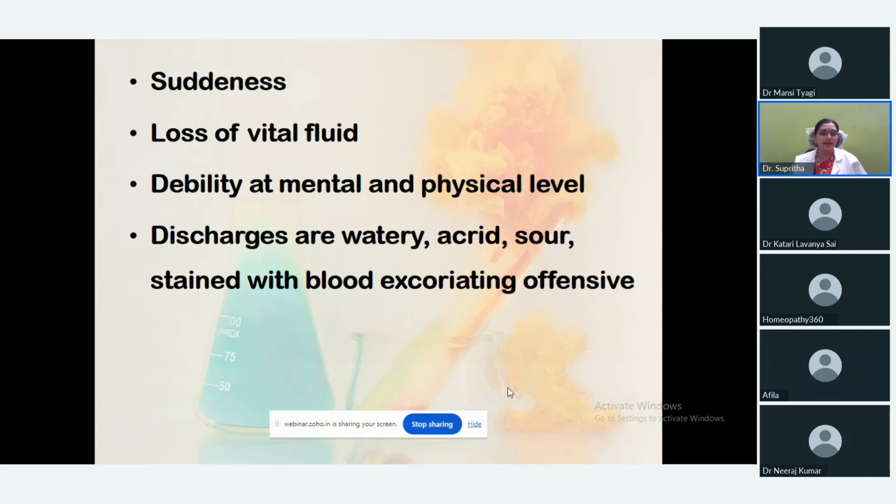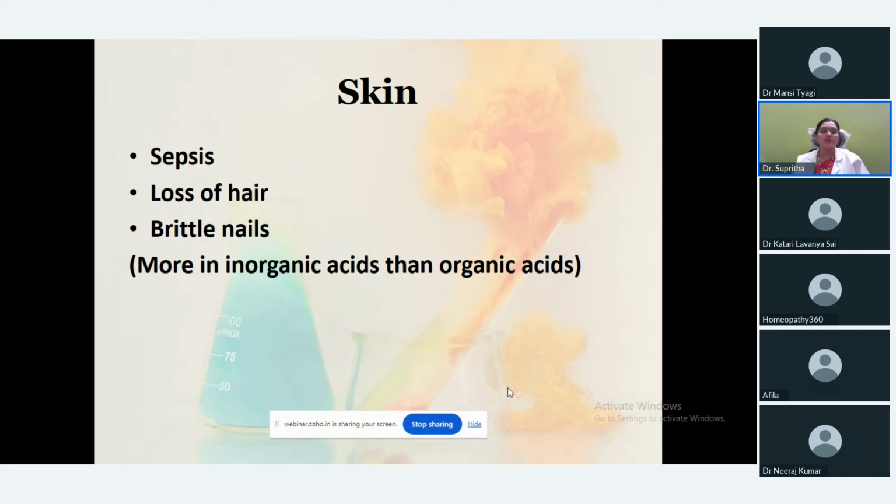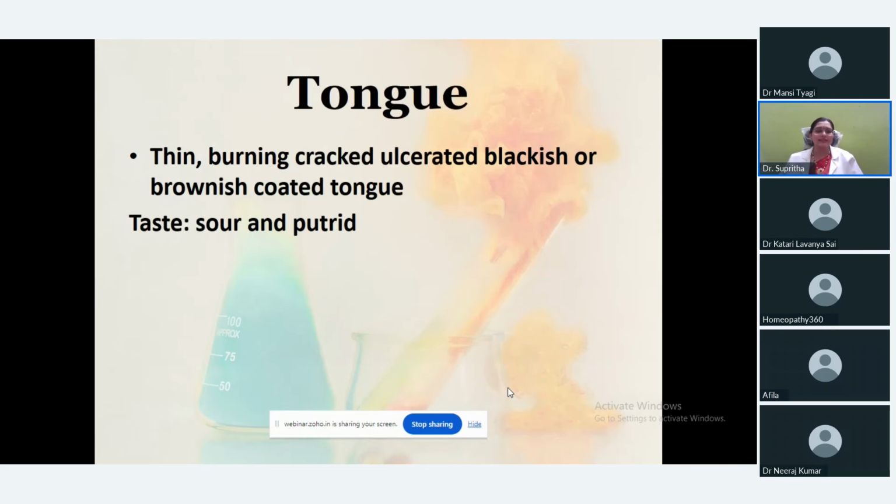Discharges are watery, acrid, sour, stained with blood, excoriating and offensive. They are very much oversensitive. There are deficiencies. In skin complaints, there is sepsis, loss of hair, brittle nails. This can be more seen in inorganic acids rather than organic acids. The tongue is thin, burning, cracked, ulcerated, blackish or brownish coated. The taste which comes is sour and putrid.